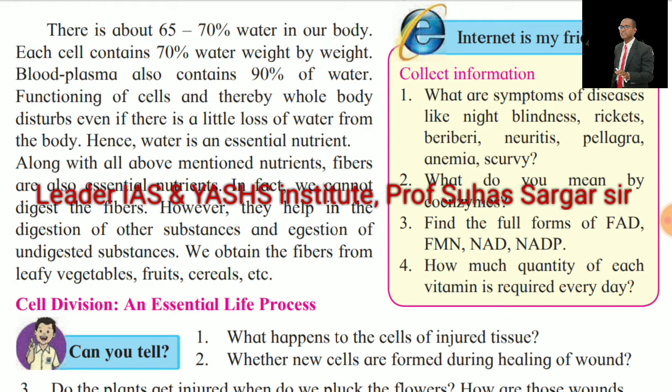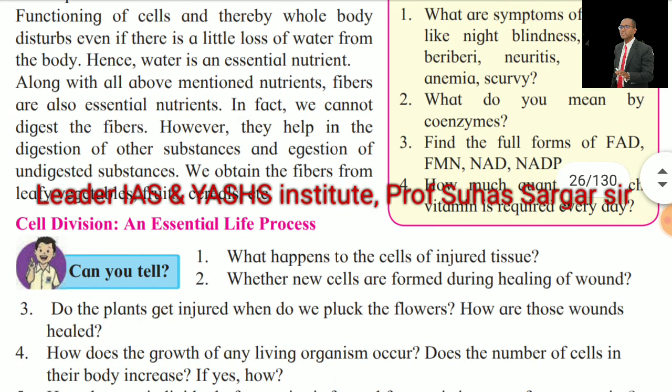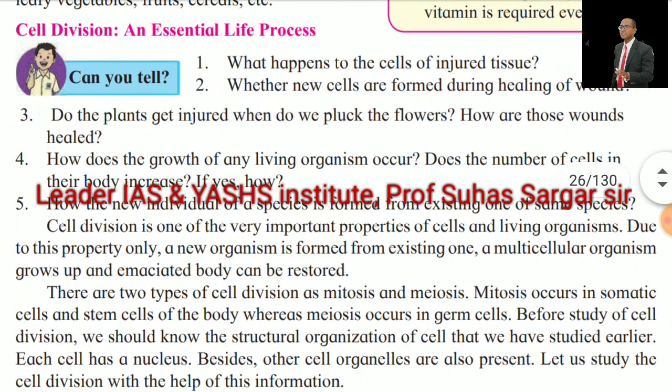Inbox, internet is my friend. Collect the information. What are the symptoms of diseases like night blindness, rickets, beriberi, neuritis, pellagra, anemia, scurvy, etc.? What do you mean by coenzyme? Find the full form of FAD, FMN, NAD, and NADP. How much quantity of each vitamin is produced every day?